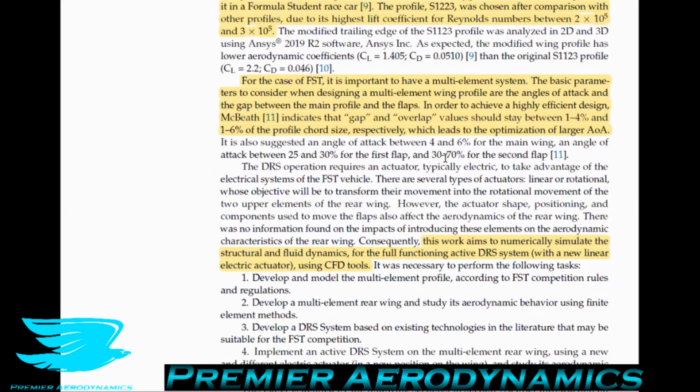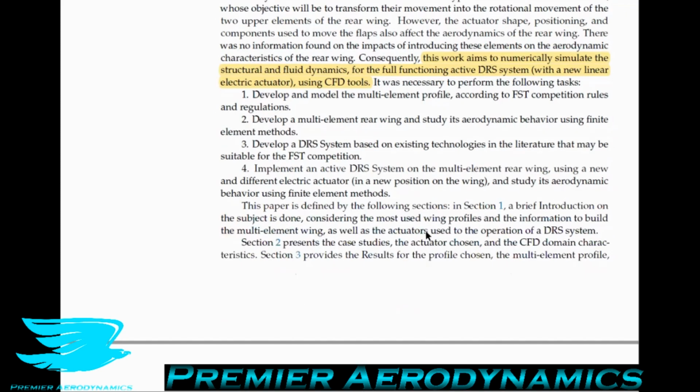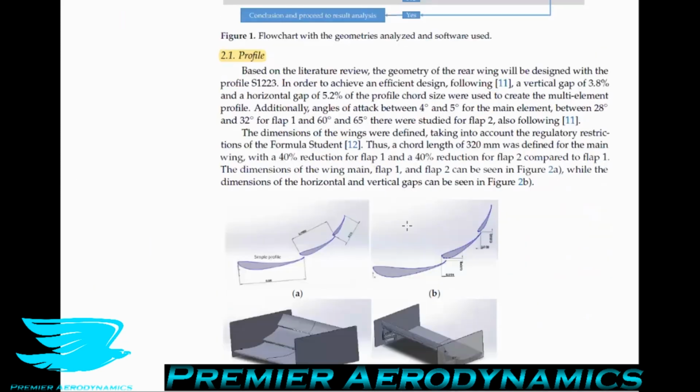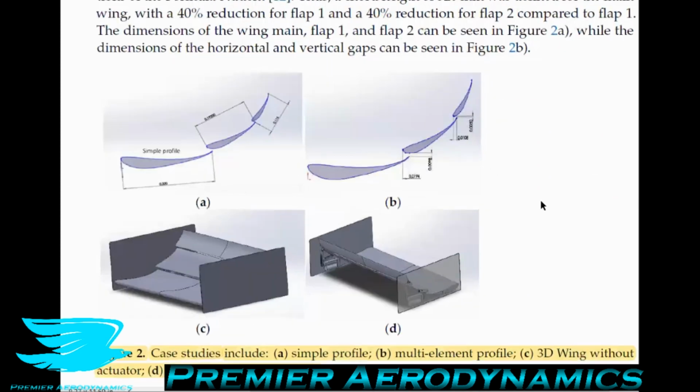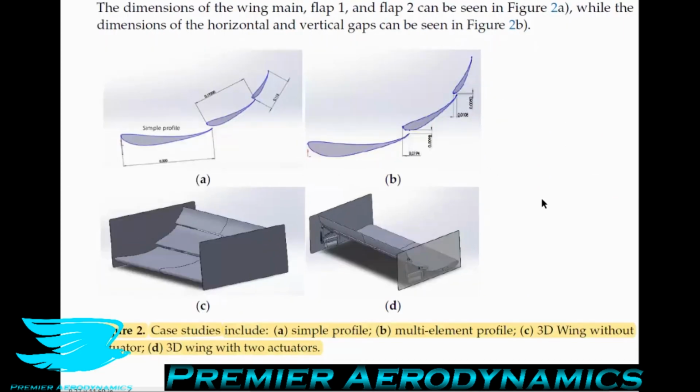So this work that we're looking at now aims to numerically simulate the structural and fluid dynamics for a fully functioning active drag reduction system using CFD. So let's look at the profiles of this wing. I'll zoom in a little bit so you can see them a bit better. Figure 2 shows the simple profile, a multi-element profile, a wing without the actuator, and a wing with 2 actuators. So let's look at this here.